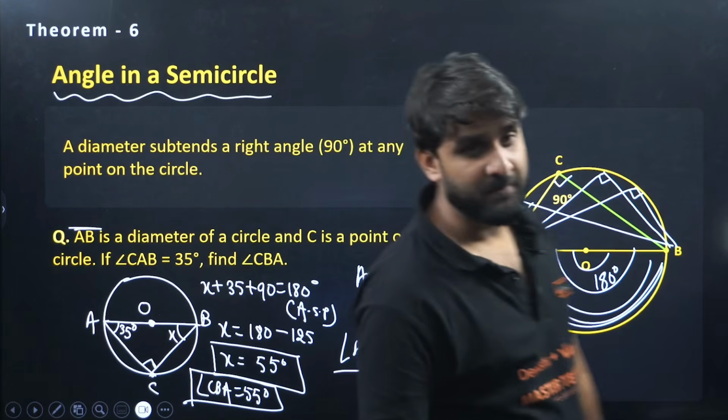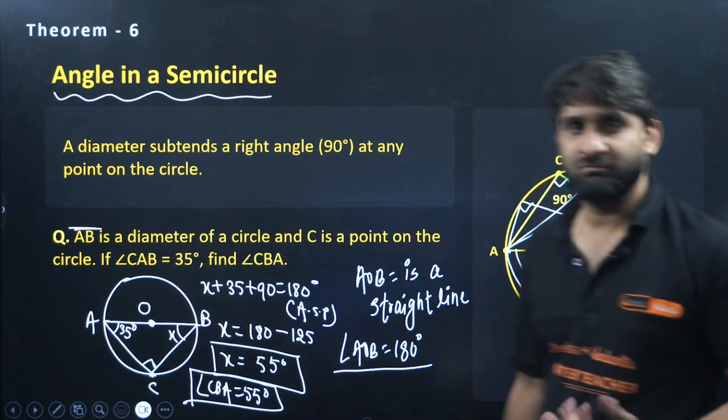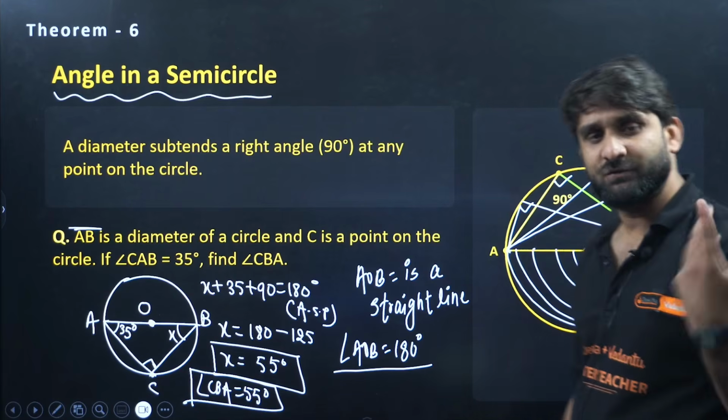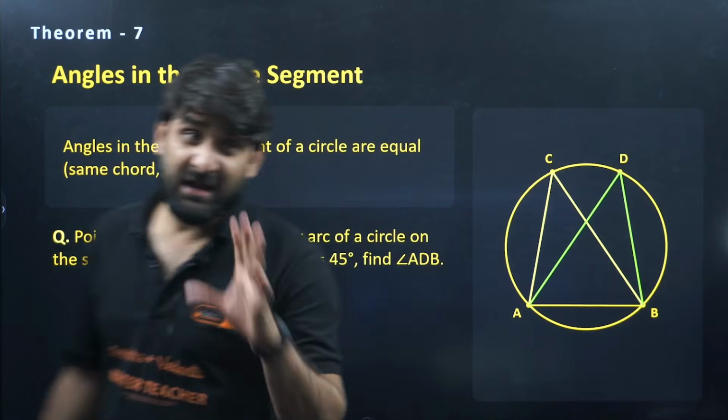Clear, everyone? Either you take the angle in this part or in this part, both are semicircular parts, no? So the angle in a semicircle will always be 90 degrees. Theorem number 7: angle in the same segment.